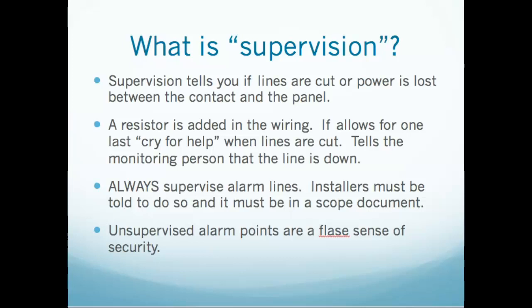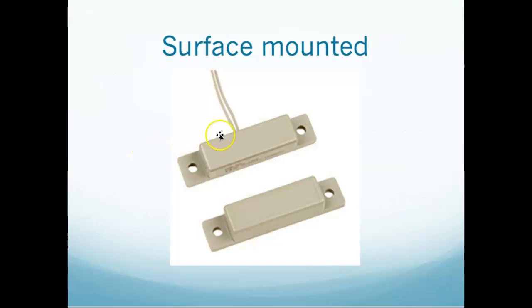Now, when we looked at the alarm contacts on the reed switches, and I'll go back to that. If you look here on the surface mount, there's 2 wires coming out, and a lot of times those wires are bare and exposed, right?